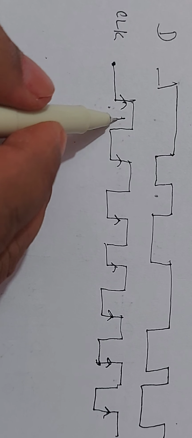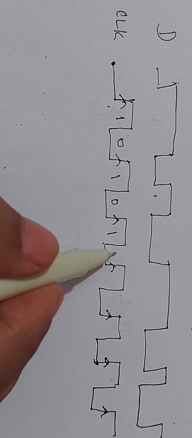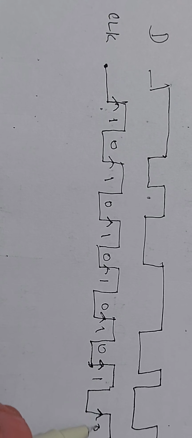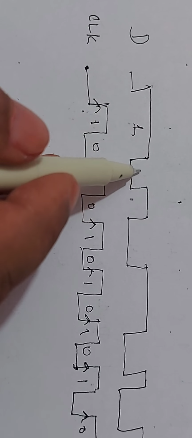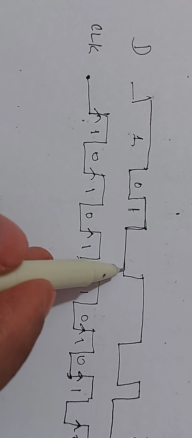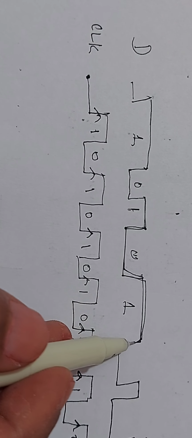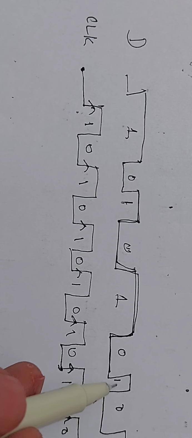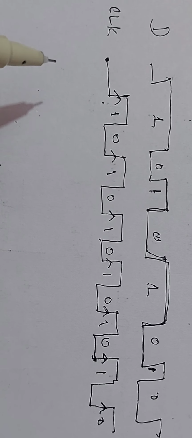The clock pulse is 1, this is 0, 1, 0, 1, 0, 1, 0, 1, 0. Where the data input is, this is 1, this is 0, this is 1. A positive pulse, higher potential, is 1; a negative pulse, lower potential, is 0. Now let us write the output waveform.